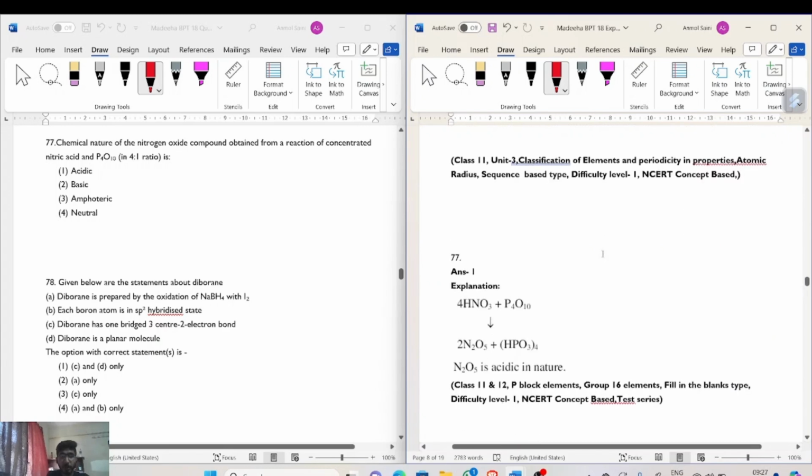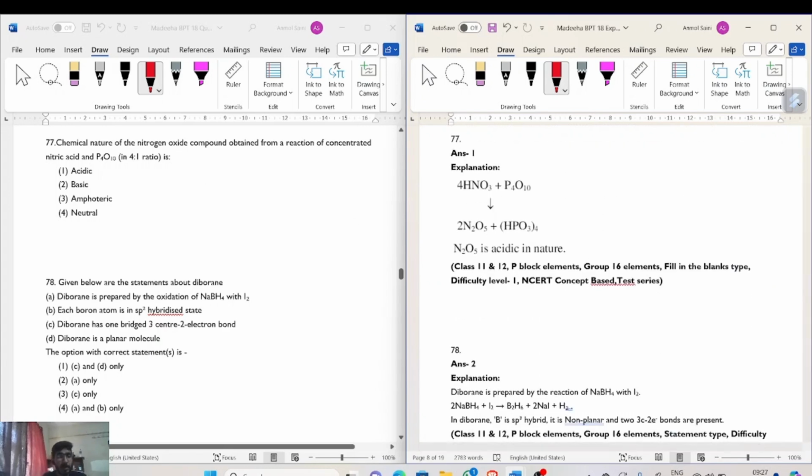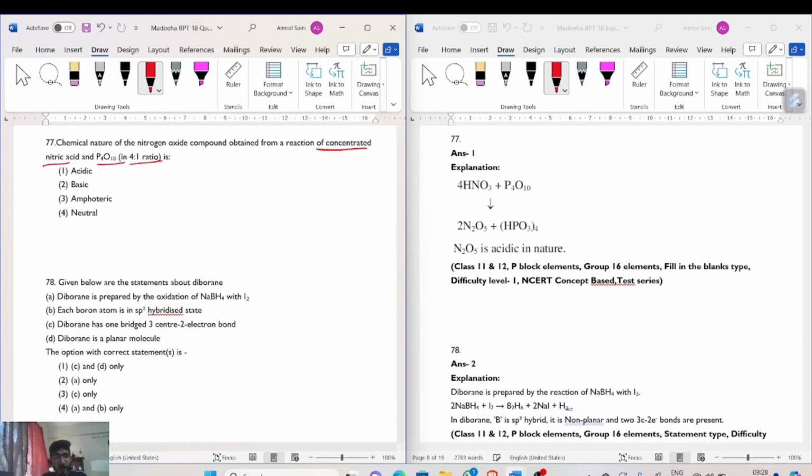Now comes to question number 77. Here, the chemical nature of the nitrogen oxide compound obtained from a reaction of concentrated nitric acid and P4O10 in a 4 to 1 ratio. This ratio is a stoichiometric coefficient ratio. So we have to find the nature of the nitrogen oxide that is formed in our product. First of all, we have HNO3 plus P4O10, and it is given that we will have 4 moles of nitric acid, because the stoichiometric coefficient will be 4.